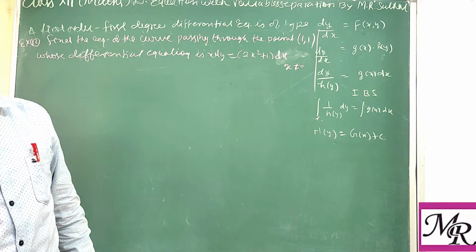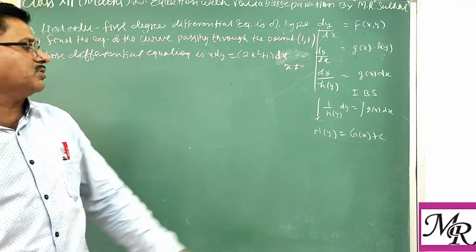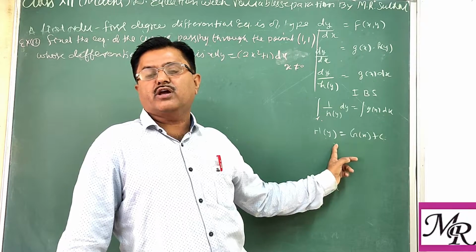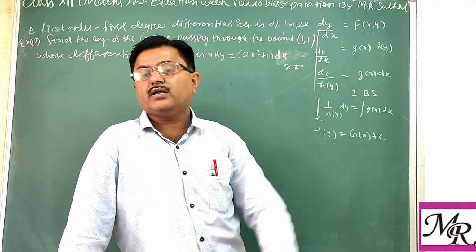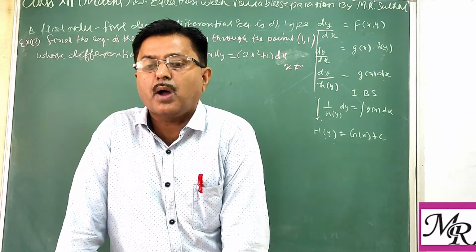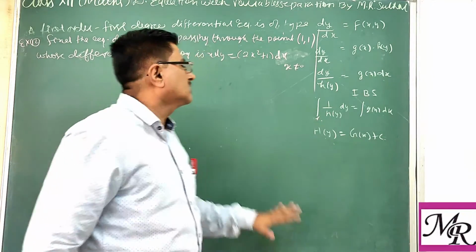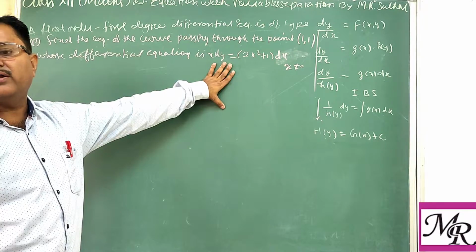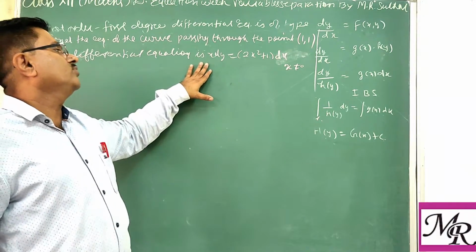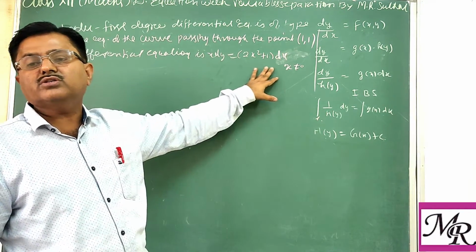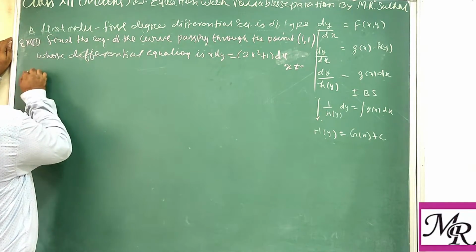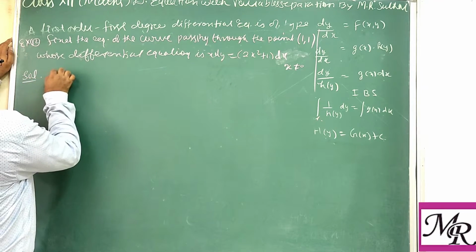The curve means y equals whatever we are getting, mx plus c or this. This curve is passing through the point, it means you can put x and y, and we get c. So we have to find the general solution of this. In other language, you have to find the particular solution of this equation.